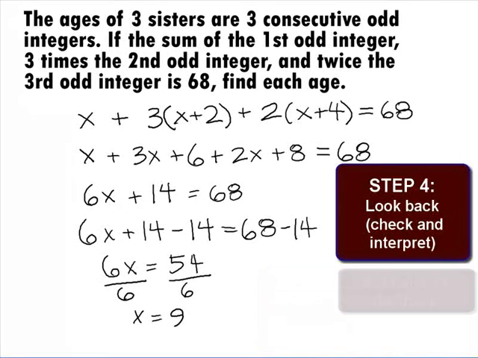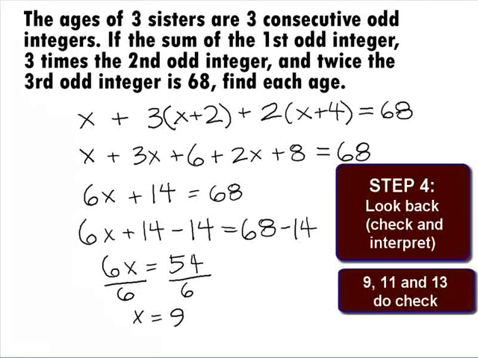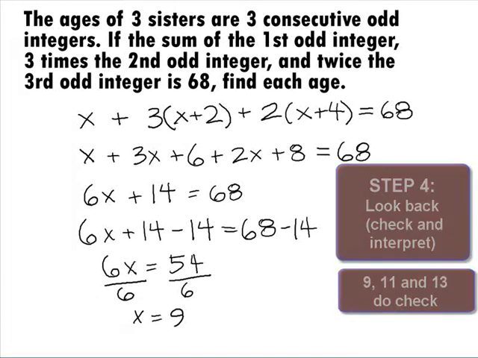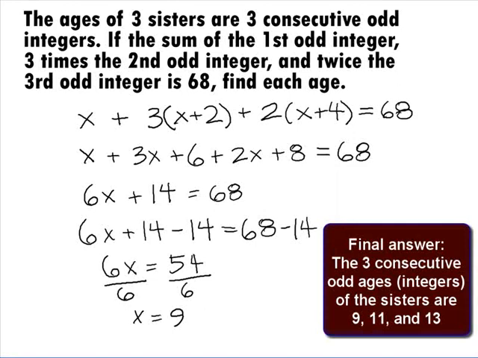If we add 9 plus 3 times 11 plus 2 times 13, we do get 68. So the final answer is the ages of the three sisters are 9, 11, and 13.